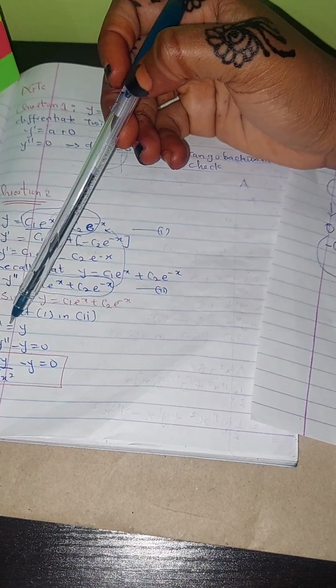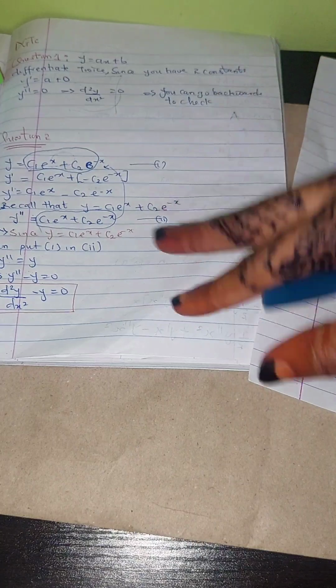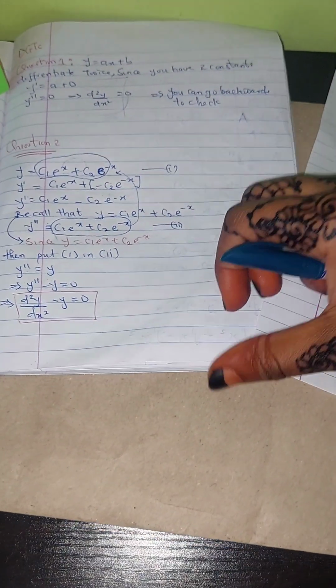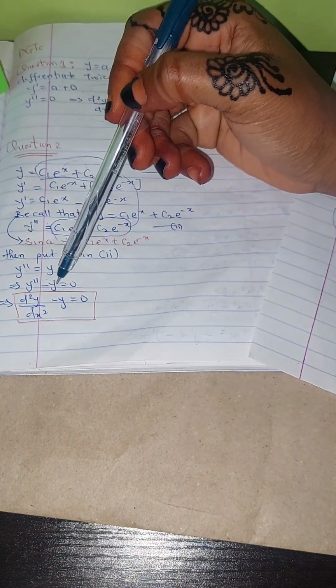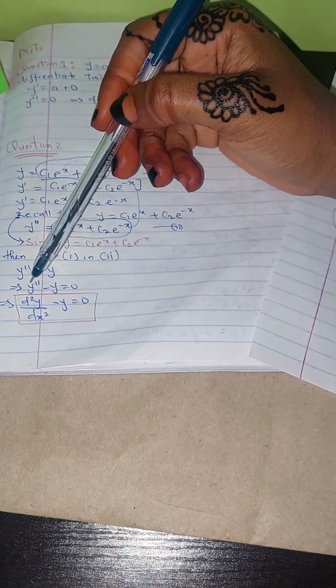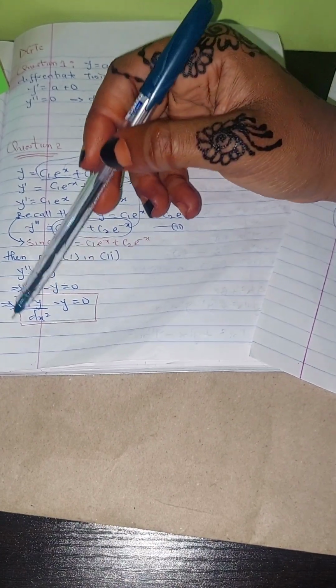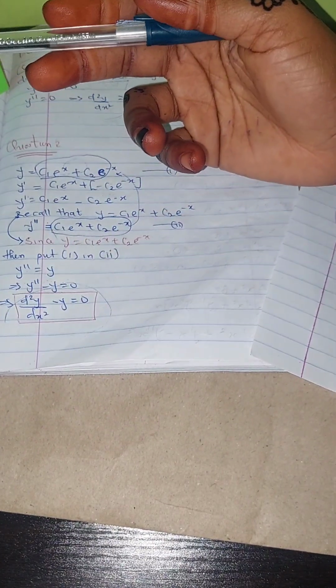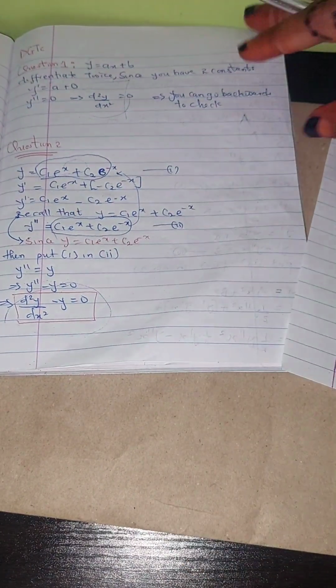Now I can just take my y to the other side. If I take y to the other side, I should have y prime prime minus y, which is d squared y over dx squared minus y equals 0, which is the same thing we got when we used the shortcut. So that's the solution to number 2. Going to the next question.